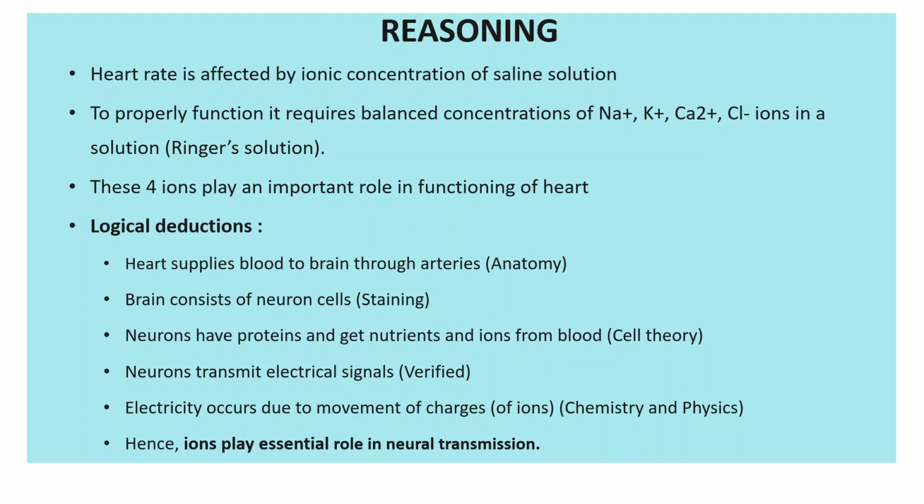Okay. So we know that neurons have proteins and they get their nutrients from the blood. And neurons transmit electrical signals. Electricity occurs due to the movement of charge. Combining all this information, we can come to the conclusion that ions, specifically ions of sodium, potassium, calcium, and chloride, alongside negative protein ions, must play an important role in neural transmission. And now we are going to find out how they play the role, and if they play a role, we are going to verify that too.